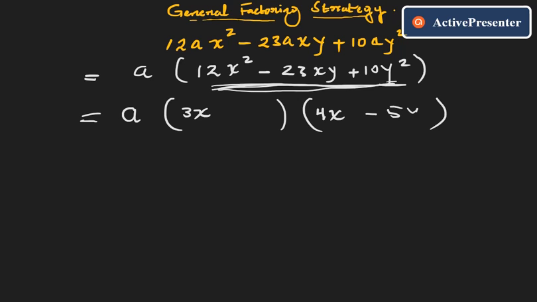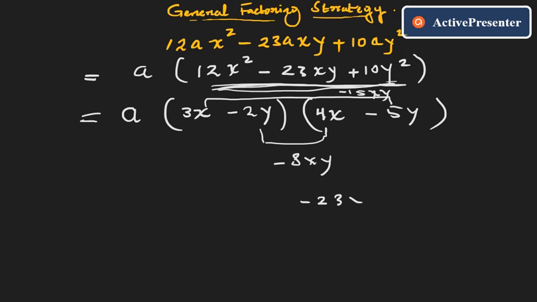minus 5y minus 2y. If you multiply, you will get plus 10y squared. If you add, let's see, 3x into minus 5y is minus 15xy. Okay, and this is minus 8xy. If you add them together, you will get minus 23xy. Then your factorization is correct. So proceed with this factorization.